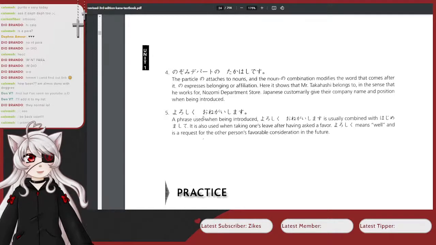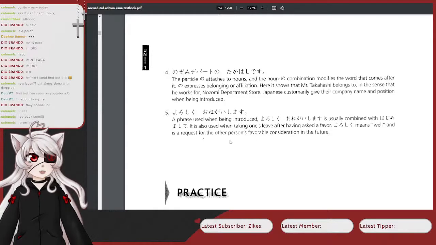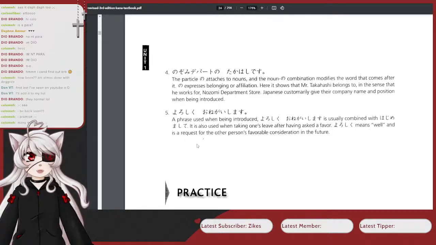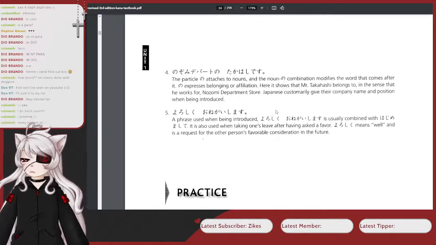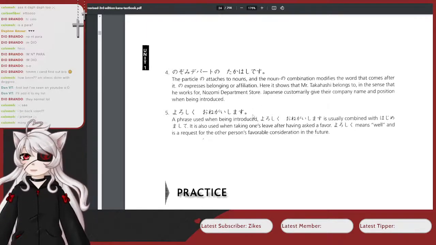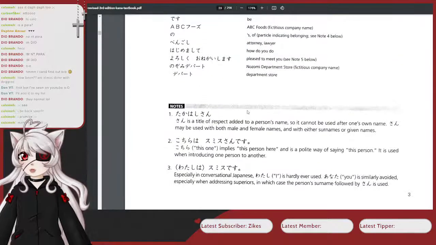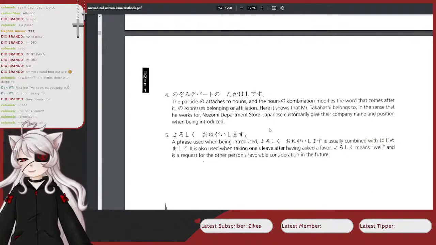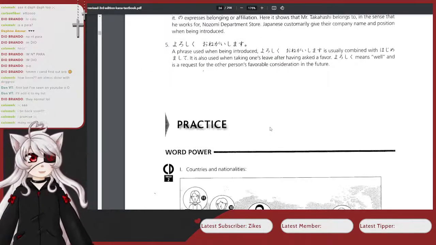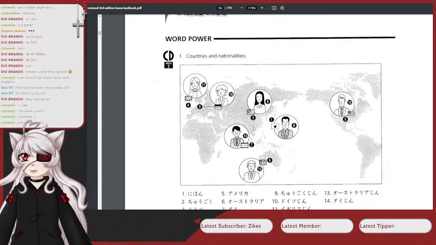Then yoroshiku onegai shimasu is used when being introduced. Yoroshiku onegai shimasu is usually combined with hajimemashite. It's also used when taking one's leave after having asked a favor. Yoroshiku means well and is a request for the other person's favorable consideration in the future. So yeah, yoroshiku onegai shimasu is more of a please treat me well, but it often gets translated into English as pleased to meet you. But it's more of a please treat me well in the future, or as we go forwards.